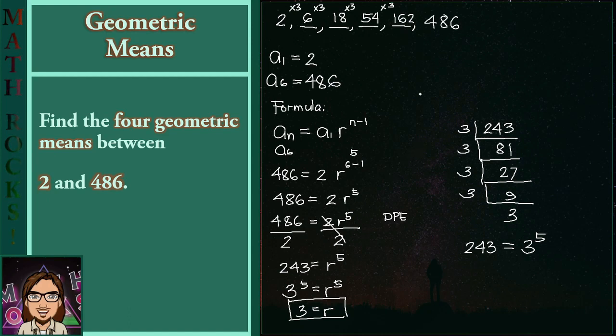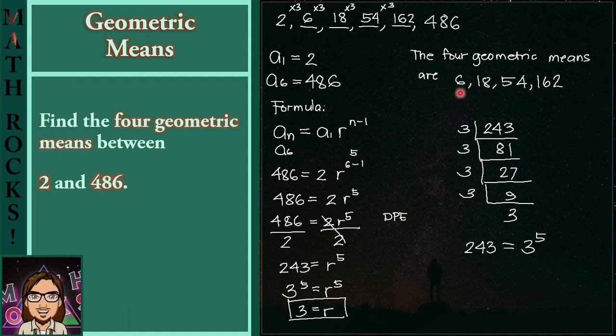And now the geometric means are 6, 18, 54, and 162.